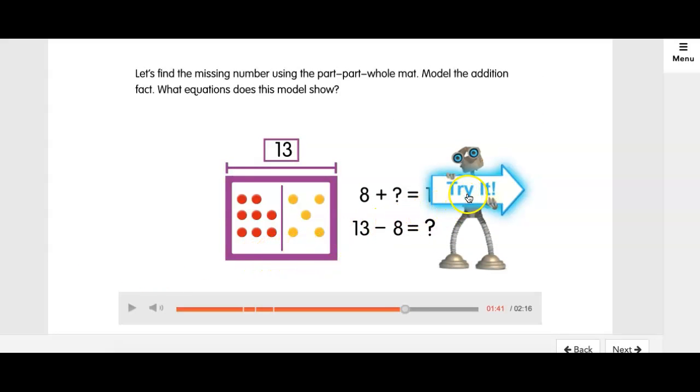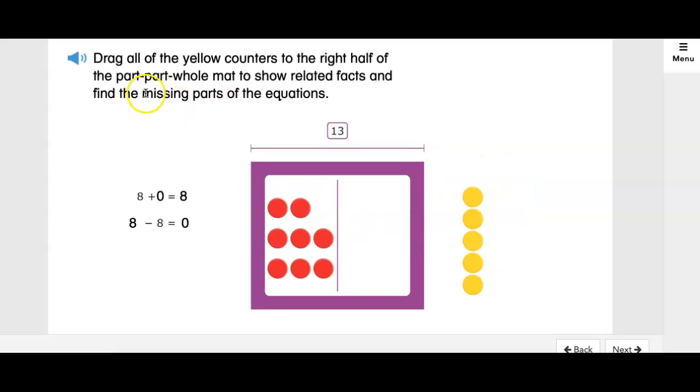Let's try it. It tells us to drag all of the yellow counters to the right half of the part-part-whole mat to show related facts and find the missing parts of the equation. So right now we know our whole is 13, our part is 8, and we have two equations here.